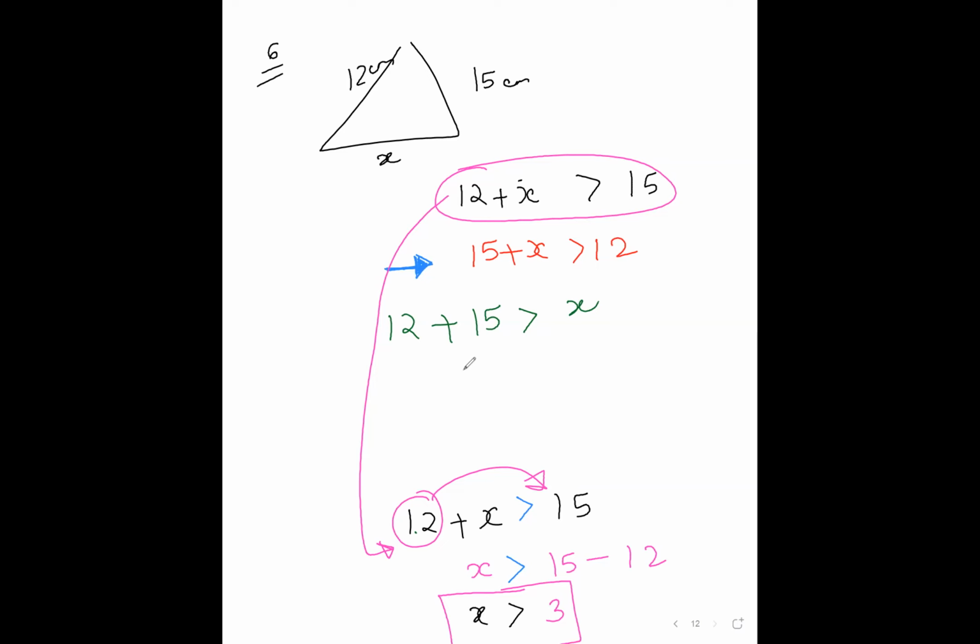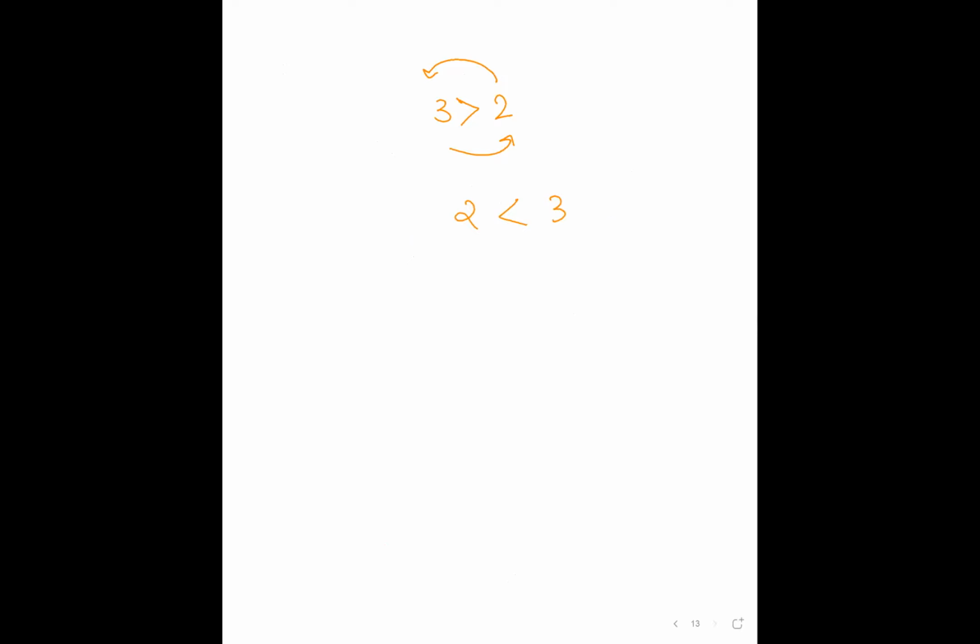It will be 27. So 27 is greater than x. Now, Hiba, tell me one thing. If I say 3 is greater than 2, or if I just flip the whole thing and I say 2 is less than 3, is it the same thing or different? Same thing, right?